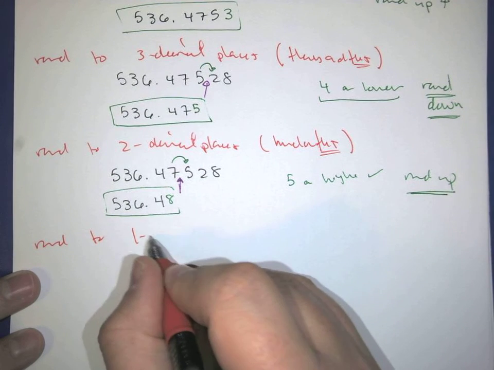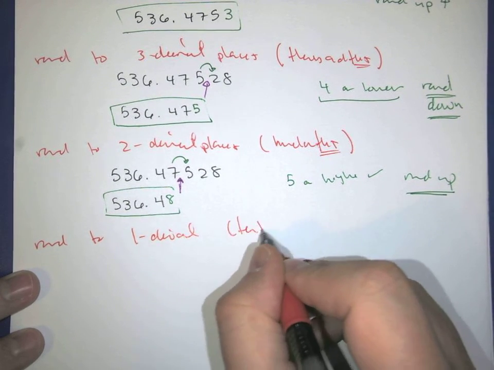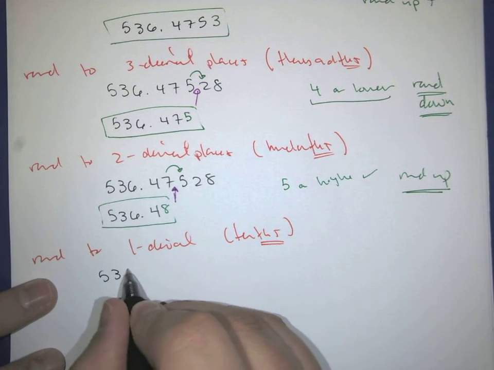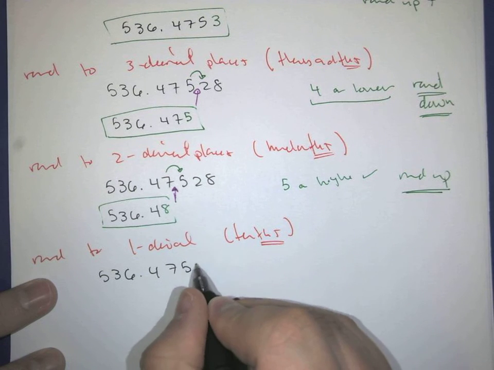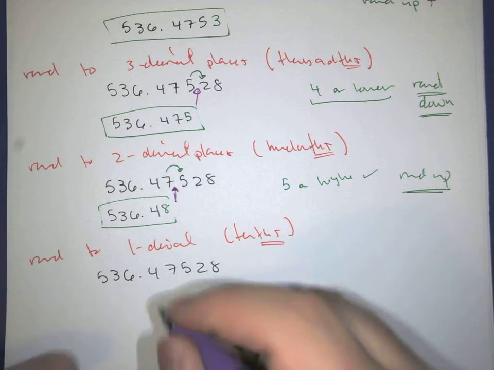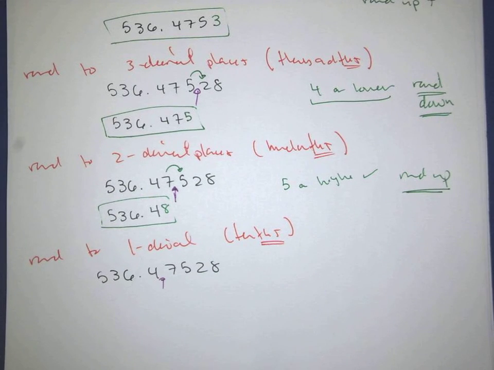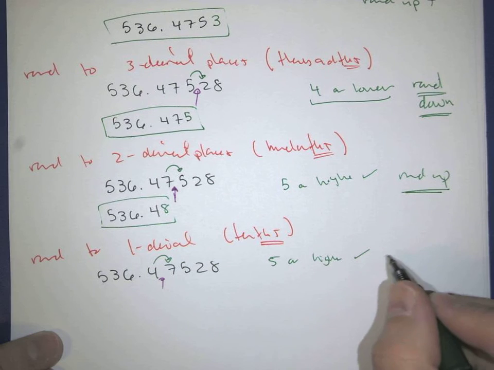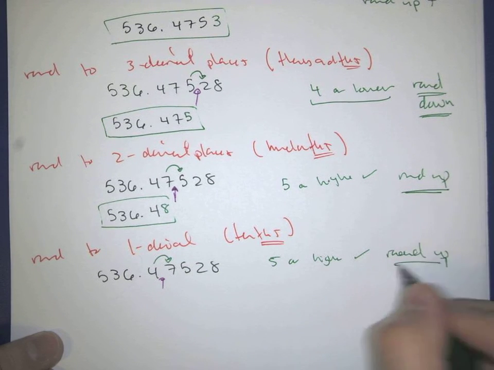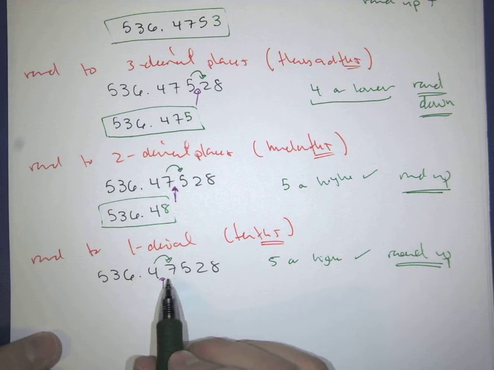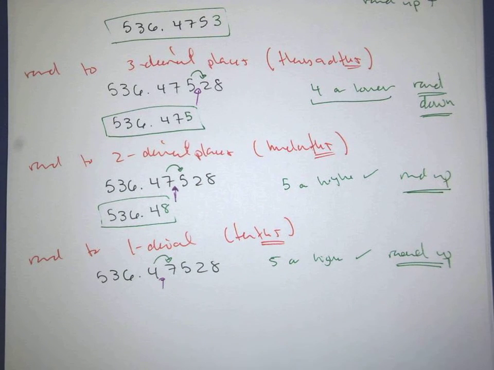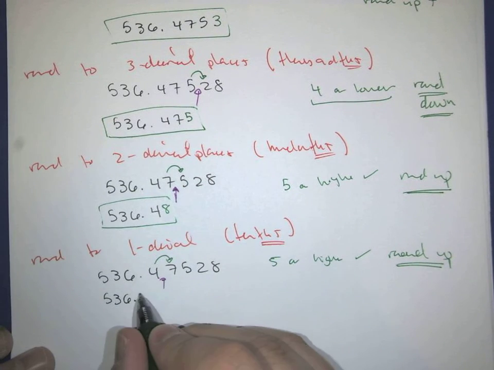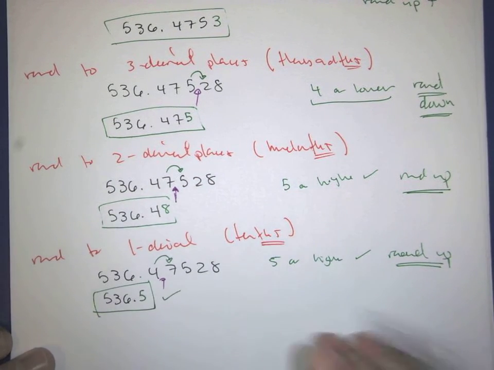Round 2. So 1 decimal place. Round this to the tenths. So 536.47528. Again, between the 4 and the 7, looking back at the 7, that's going to be 5 or higher. Check. That's going to round us up. And so that's going to round from a 0.4 to a 0.5. So 536.5. Check.